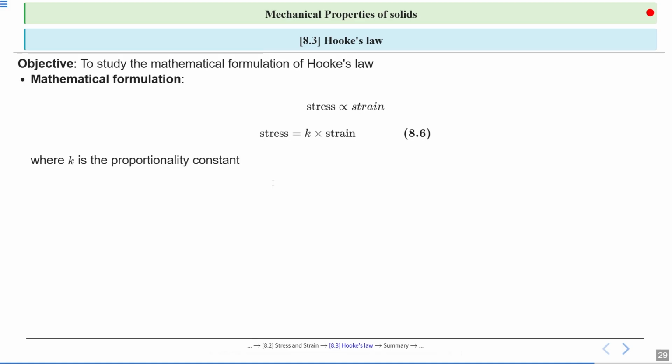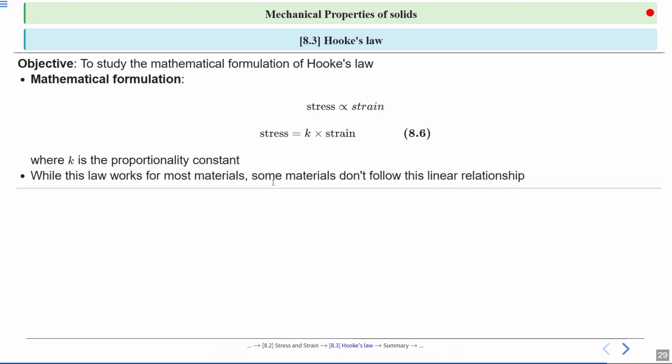So, stress is directly proportional to strain. Removing the proportionality, there is a constant. So, stress is equal to K into strain, where K is the proportionality constant. While this law works for most materials, some materials don't follow this linear relationship. This deviation is significant when studying materials that don't conform to Hooke's law, as it affects how we predict their behavior under stress.